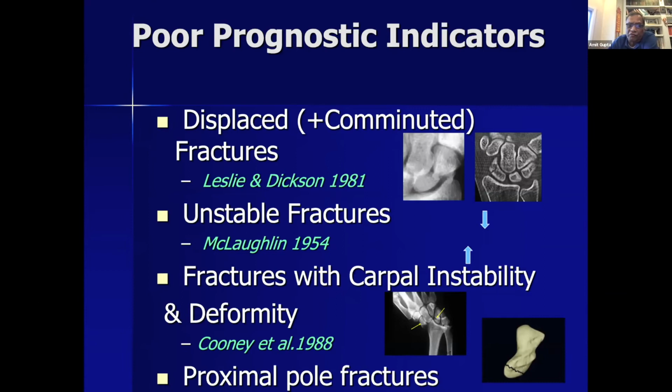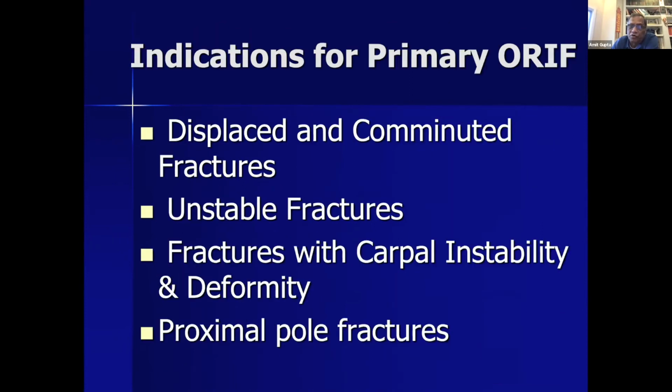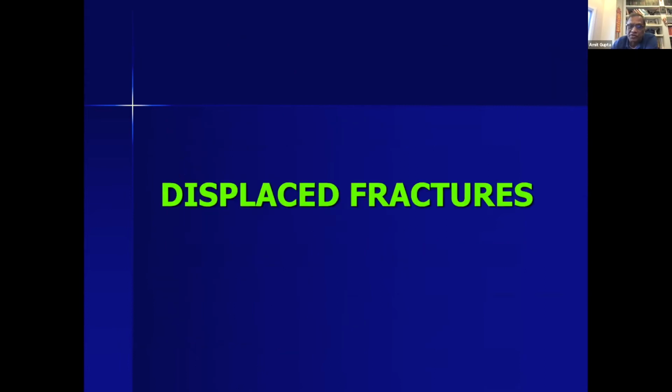And we identified 4 such things. One is displaced and comminuted fractures, and this has been known for a long time, from 1981. Unstable fractures, fracture patterns which have instability and the fracture tends to displace, such as a volar oblique type fracture. Fractures with carpal instability and deformity, and proximal pole fractures. So we identified these as bad actors, and therefore it follows that these are the indications for primary ORIF: displaced and comminuted fractures, unstable fractures, fractures with carpal instability and deformity, and proximal pole fractures.